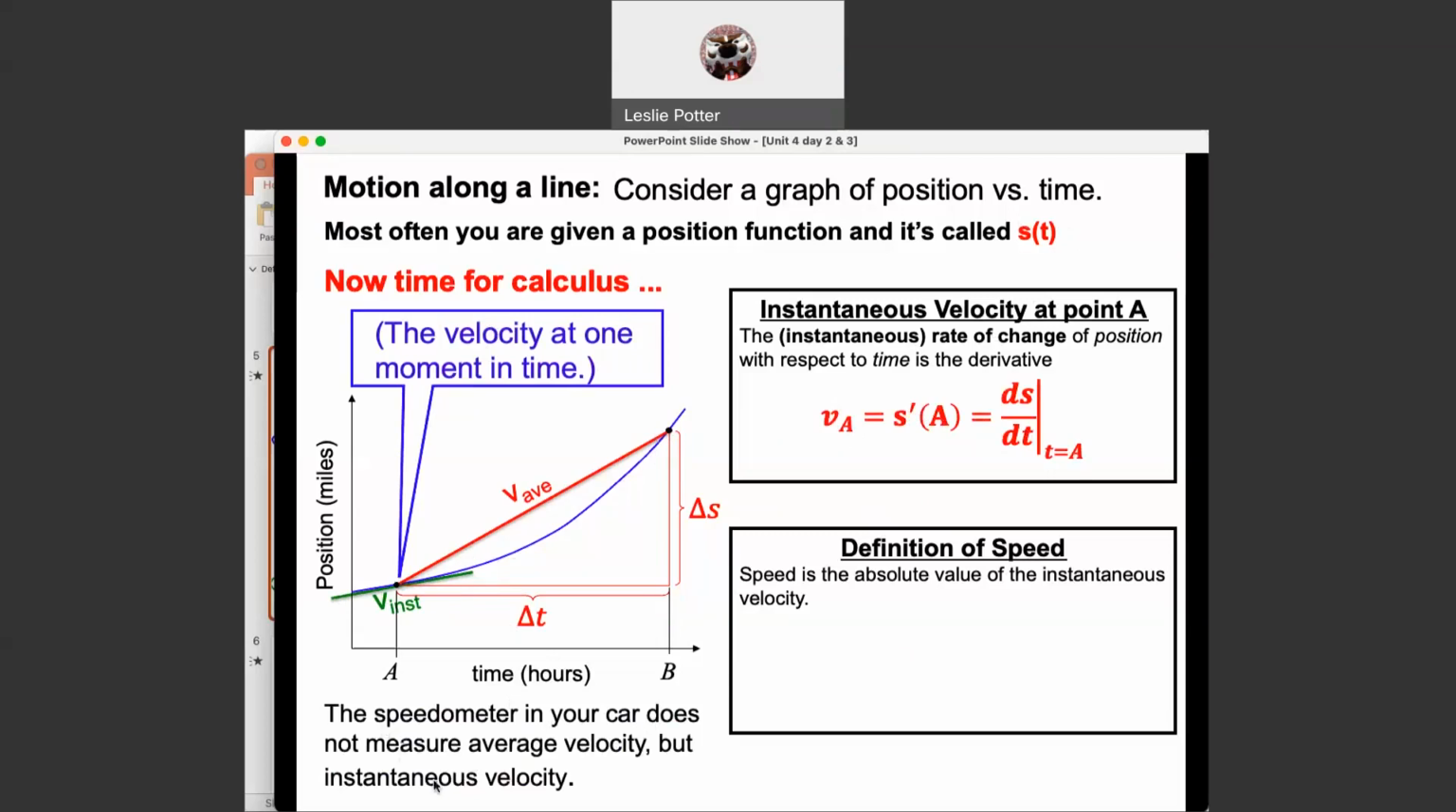The speedometer in your car does not measure average velocity, but it measures instantaneous velocity, right? So that speedometer is going to fluctuate depending upon how much you press on the gas, right? And so that is your instantaneous speed. Instantaneous velocity can be positive or negative depending upon what direction you're going. Instantaneous speed is always positive. So after we calculate this, if we want the speed, we're just going to take the absolute value of whatever answer we get above here.